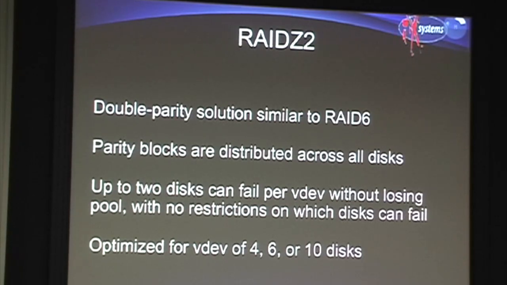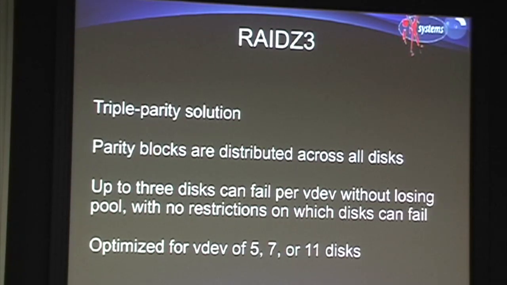RAID Z2 is similar, except it's double parity, so that means you can lose up to 2 disks per vdev. And this one is optimized for 4, 6, or 10 disks. And RAID Z3 is triple parity. You can lose up to 3 disks per vdev. And this one is optimized for 5, 7, or 11 disks.